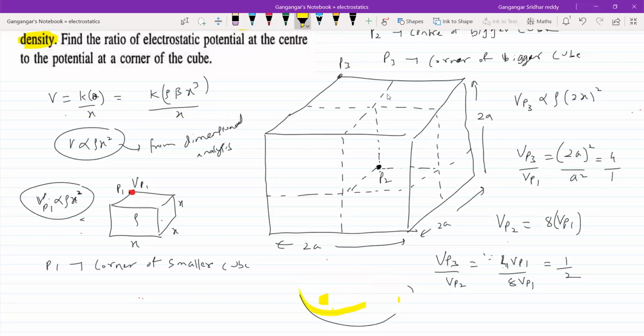Potential at the center to the potential at the corner. I'll change it. So then it'll become 2. VP2, potential at the center to potential at corner, will be 2. This will be our answer.